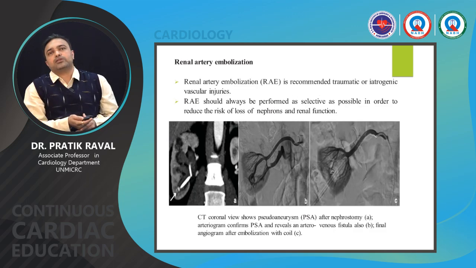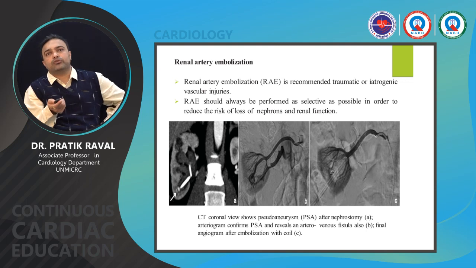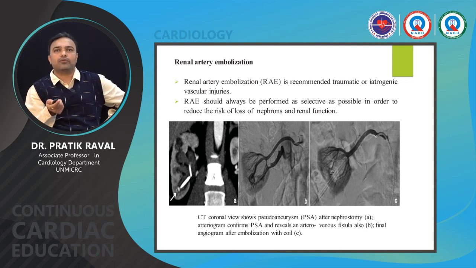Renal artery embolization is frequently needed because renal pseudoaneurysm and AV malformation are common after renal trauma, and iatrogenic injury is also common with percutaneous nephrostomy. In this example, we can see on renal angiogram that after a nephrostomy, the patient has developed a renal pseudoaneurysm as well as an AV malformation, AV fistula. And in the right panel, we can see after coil placement, the flow to the pseudoaneurysm as well as the AV fistula is permanently occluded.